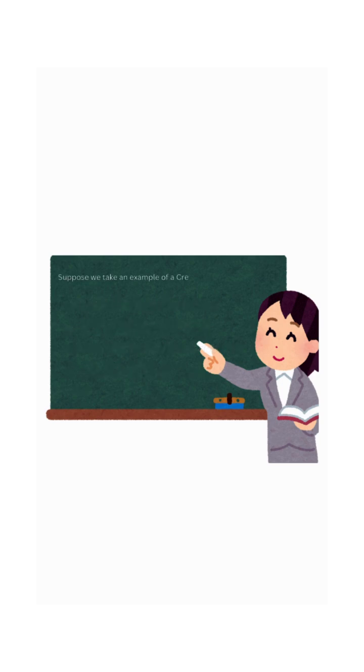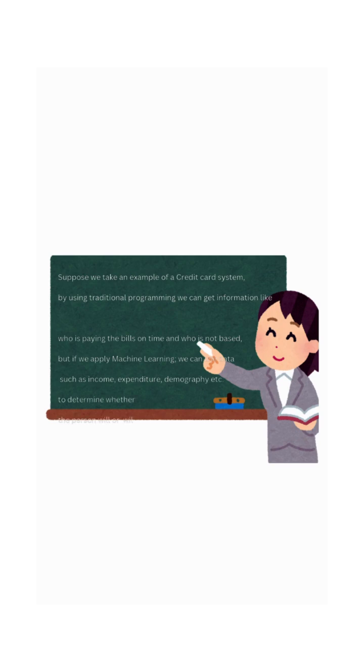Suppose we take an example of a credit card system. By using traditional programming, we can get information like who is paying the bills on time and who is not. But if we apply machine learning, we can use data such as income, expenditure, demography, etc. to determine whether the person will or will not pay the bill on time.